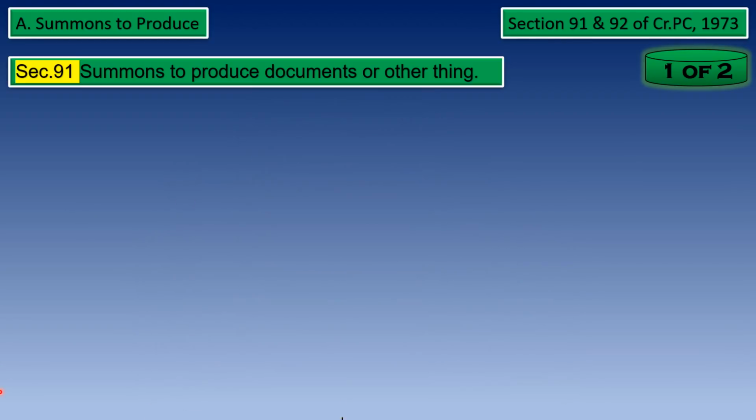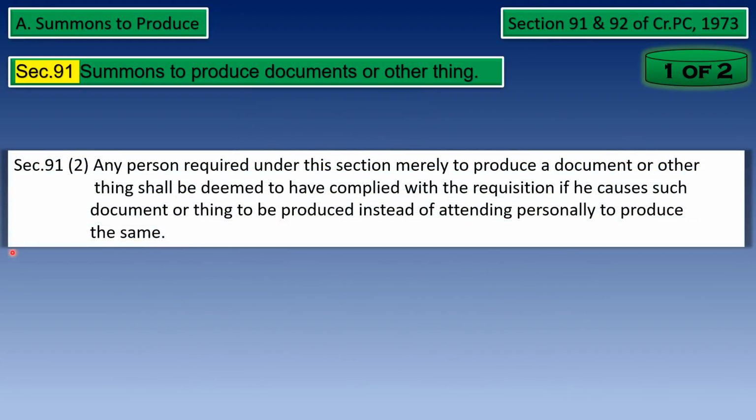Next comes subsection 2 of section 91, which says any person required under this section merely to produce a document or thing shall be deemed to have complied with the requisition if he causes such document or thing to be produced instead of attending personally to produce the same.